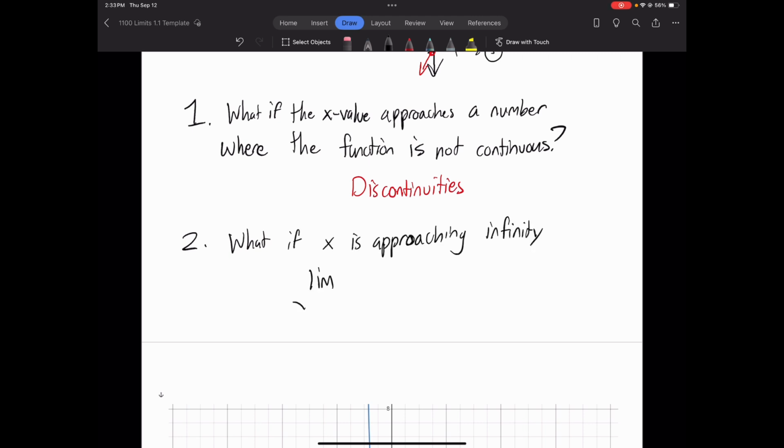And the other area where limits are important is, what if x is approaching infinity? In limit notation, that would look like this. If I let x approach infinity, what happens to my function? So limits are important here because I can't actually plug infinity into my function. So that's where limits are important.